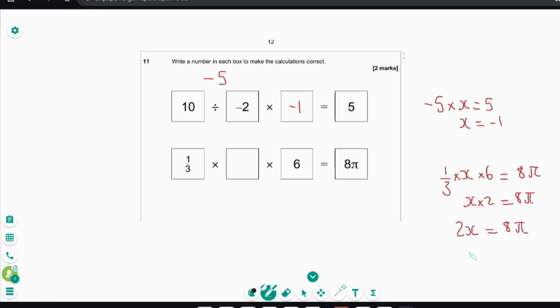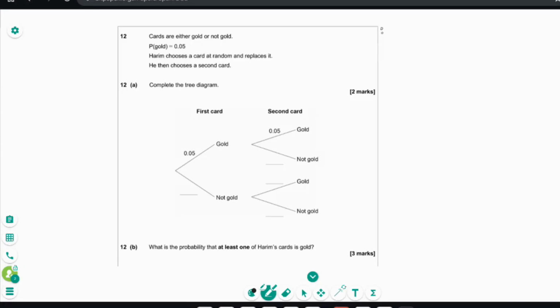How do we get x? Divide both sides by 2. 8 pi divided by 2 is 4 pi. And again, you can check this on your calculator to make sure it is correct. A third times 4 pi times 6, yeah, gives us 8 pi.